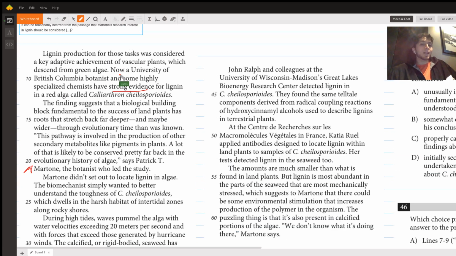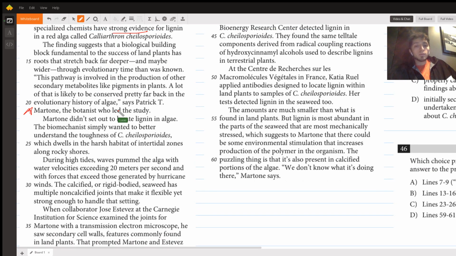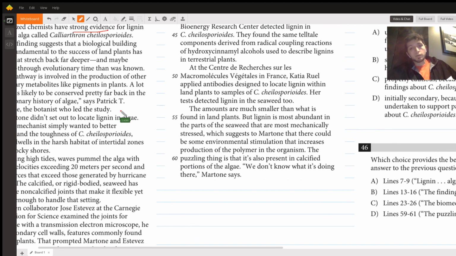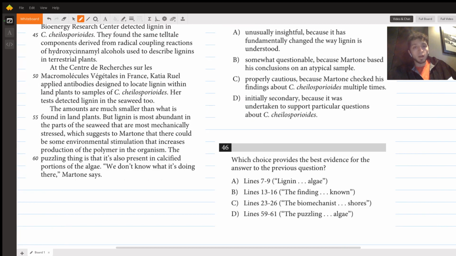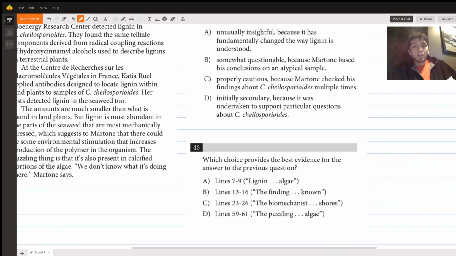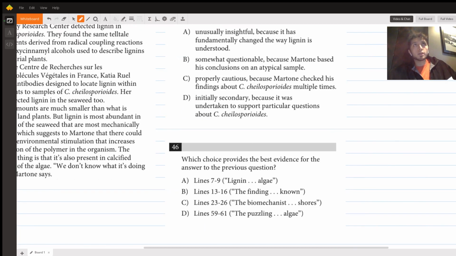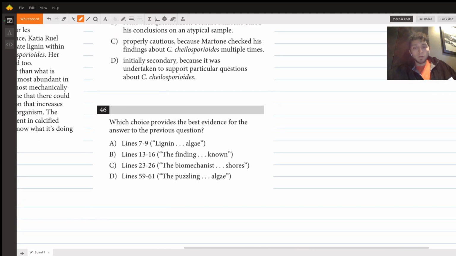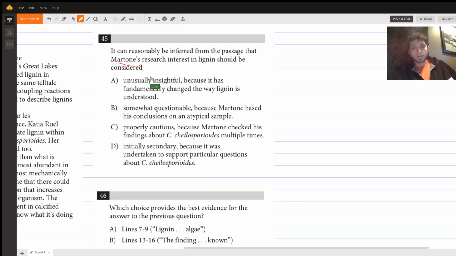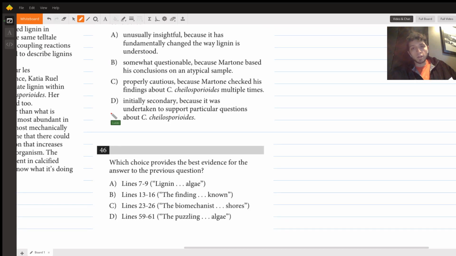So that means it's probably unlikely to be a text that comes before this point. So those two rules can help us to guide our search for the text. Again, we need to do our due diligence. There are exceptions at every point on this test, but that should help us to weight our options and start off on the right foot. Let's go through the options. Again, we're looking for a text that's going to tell us about Martone's research interest.